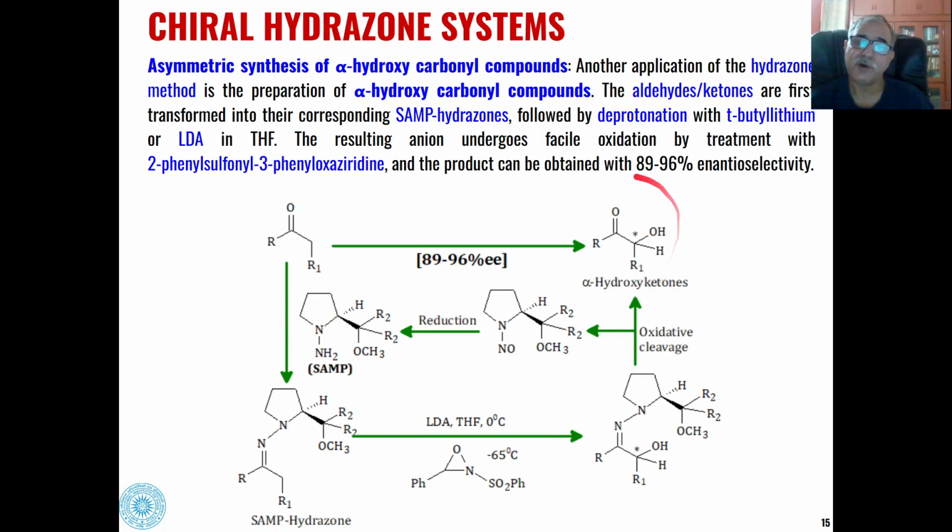And the alpha hydroxy ketones, which are asymmetric products, are formed with 89 to 96% enantiomeric selectivity depending upon the R alkyl group present at the ketone.